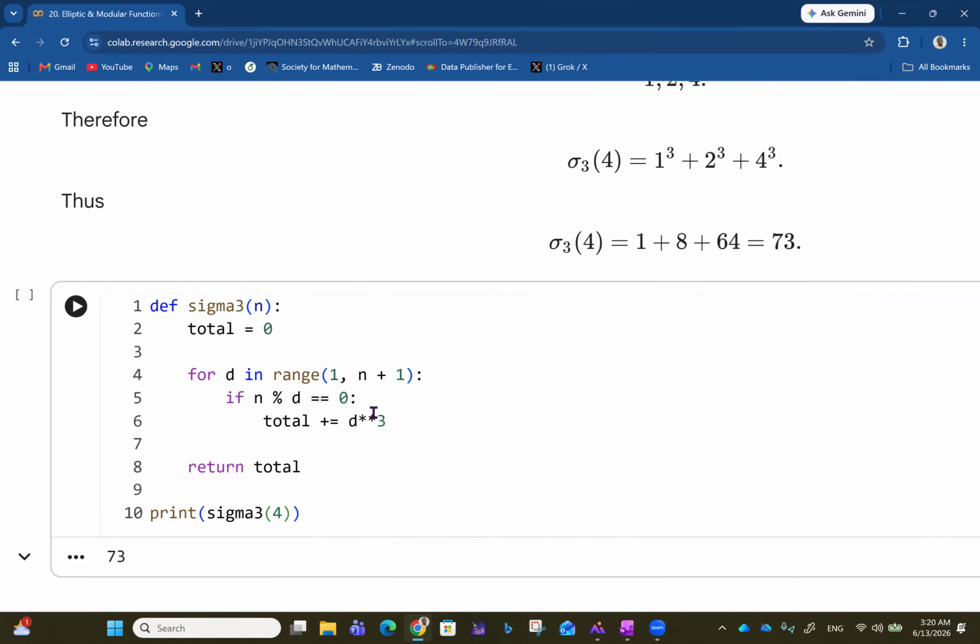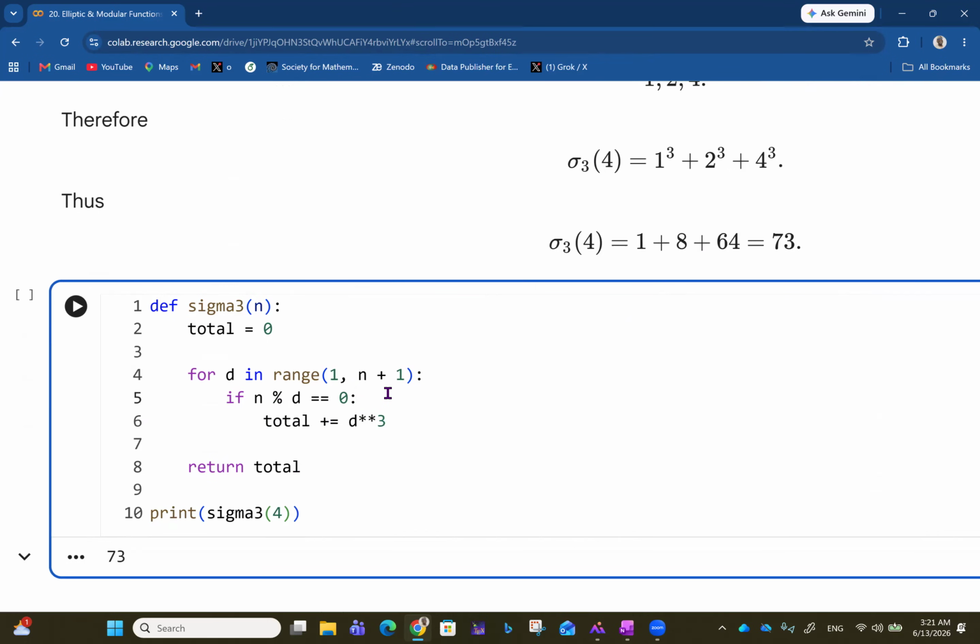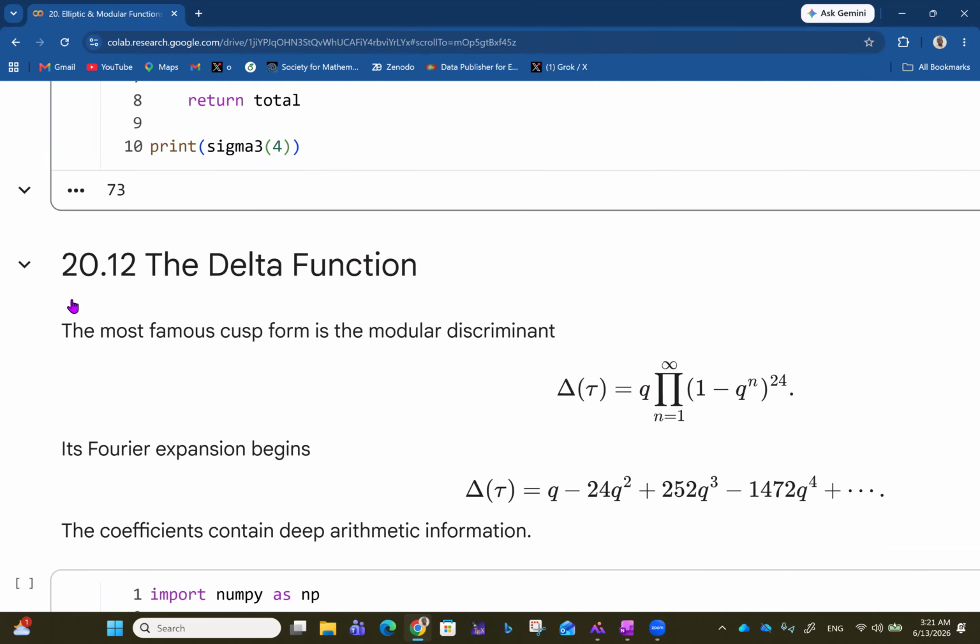And this condition here is what determines that you have only things that divide, 1, 2, and 4, like that. And that's what line 5 is about. So we have that. Then we have the delta function.